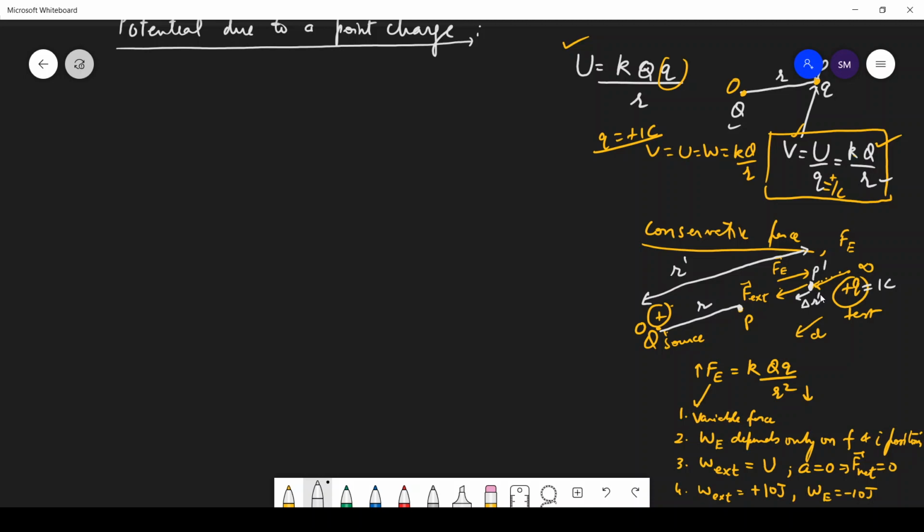So what I am doing, I am bringing plus 1 coulomb test charge from infinity to P.